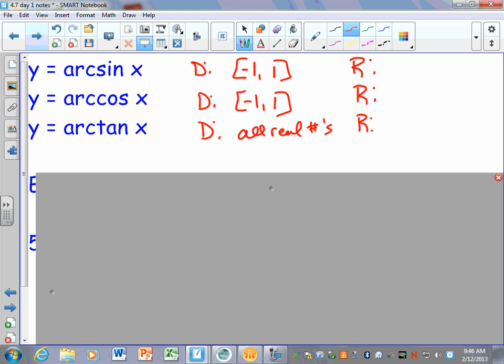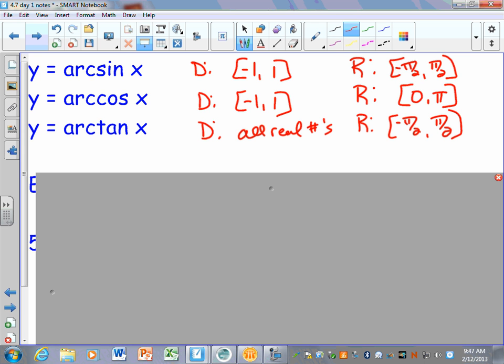But the range is now the output, the angles. And so this is the part that you have to know to give your answers. Sine and tangent are the same. It's negative pi halves to pi halves. And then for arc cosine, your answers have to be between 0 and pi. And so you have to remember that arcsine and arctangent go together, and that's negative pi halves to pi halves. Your answers will only be in that little area. But then arc cosine is different. It's 0 to pi.